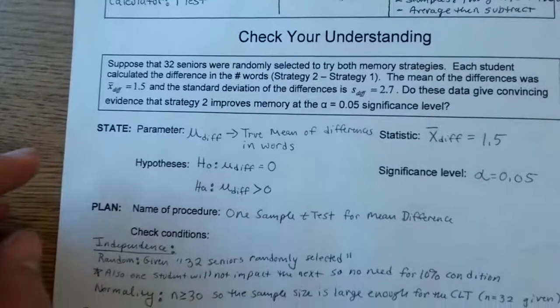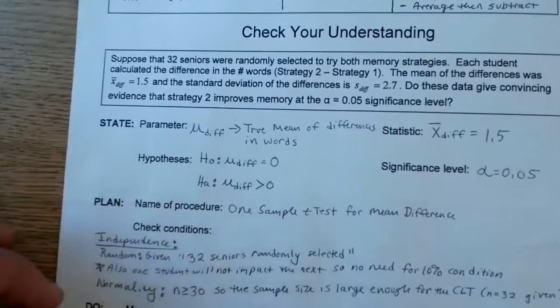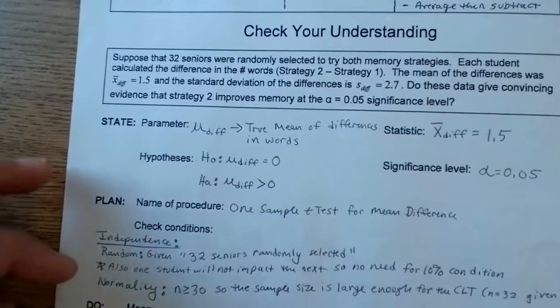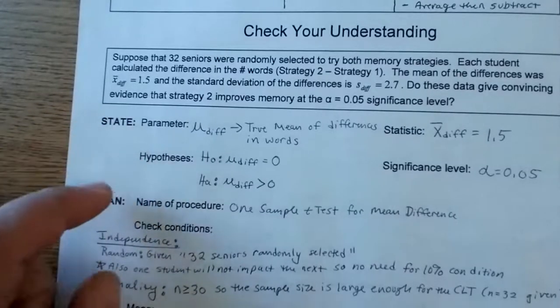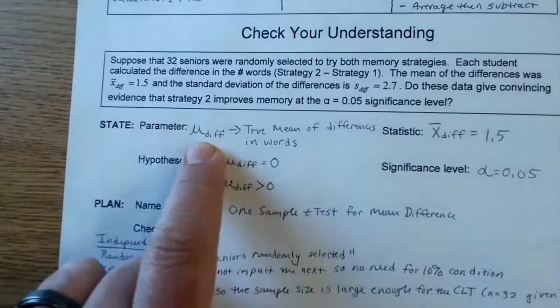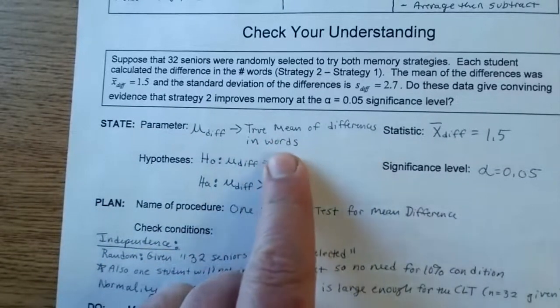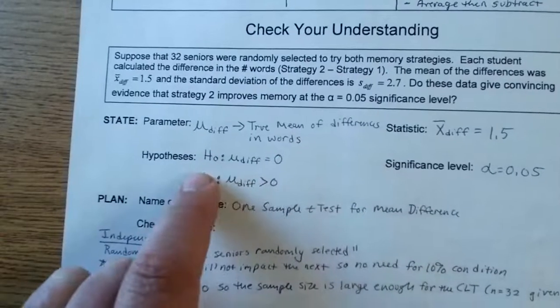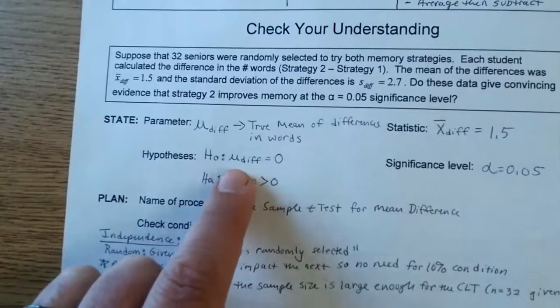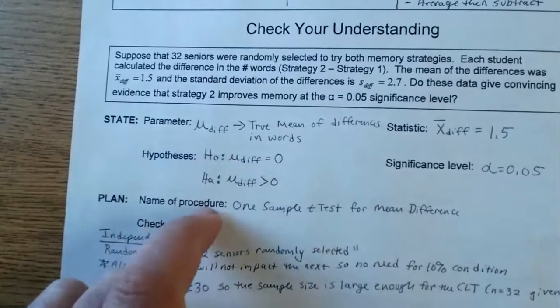So with any of these, you do your state, plan, conclude. With a hypothesis test, it's a little bit more structured and organized. So our parameter is the mean difference. We're looking for the true mean difference in words. Our null hypothesis would have to be that there is no difference between the two strategies.